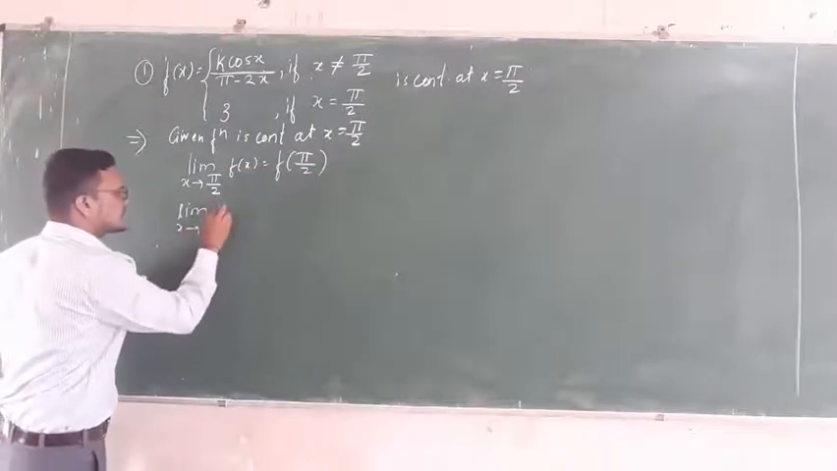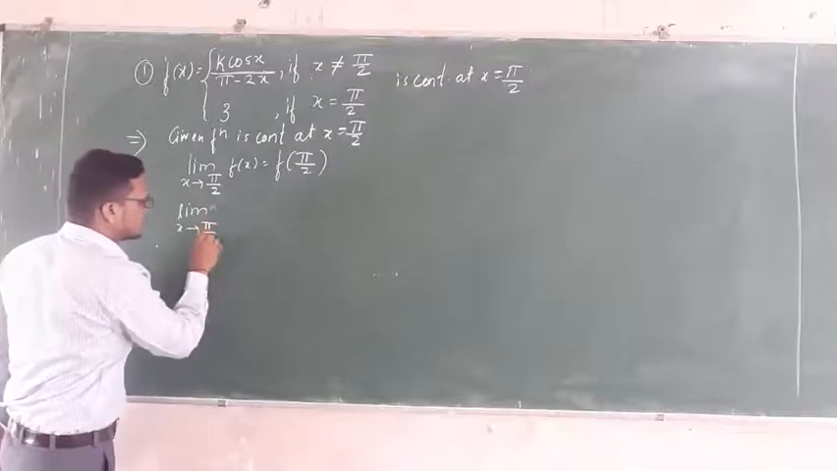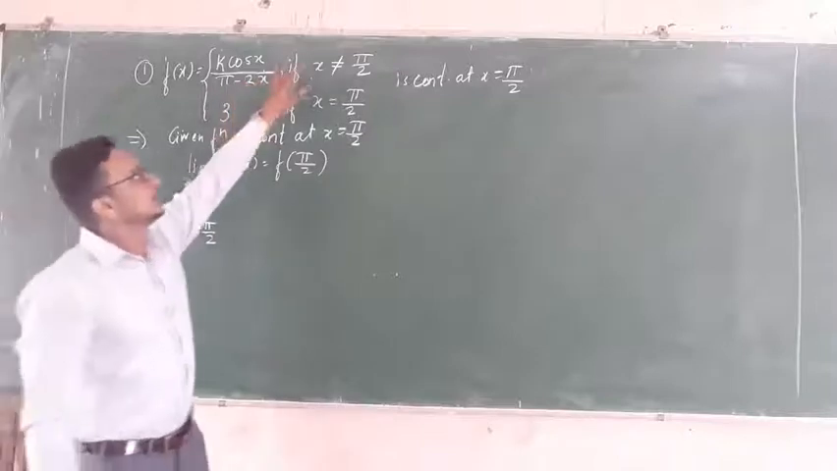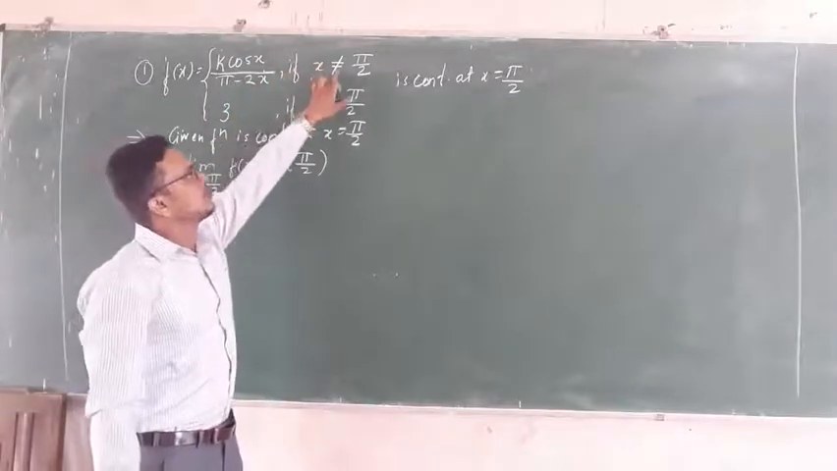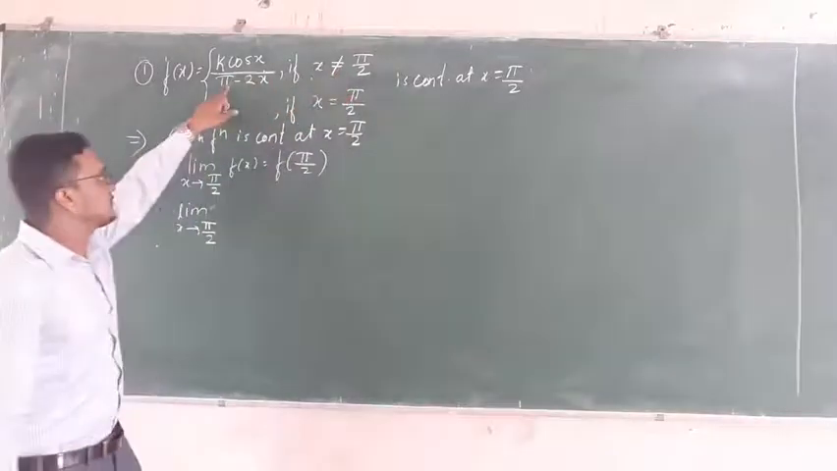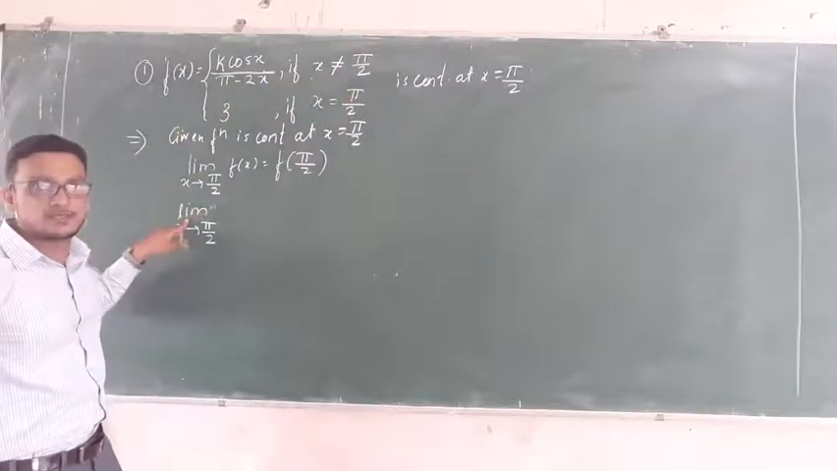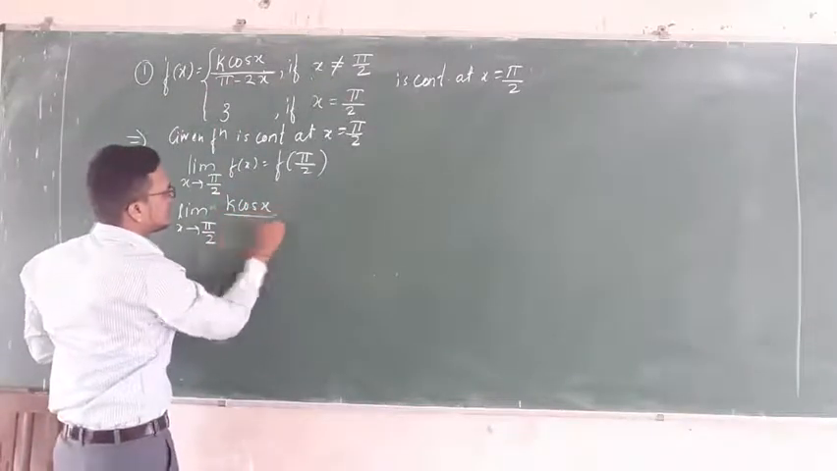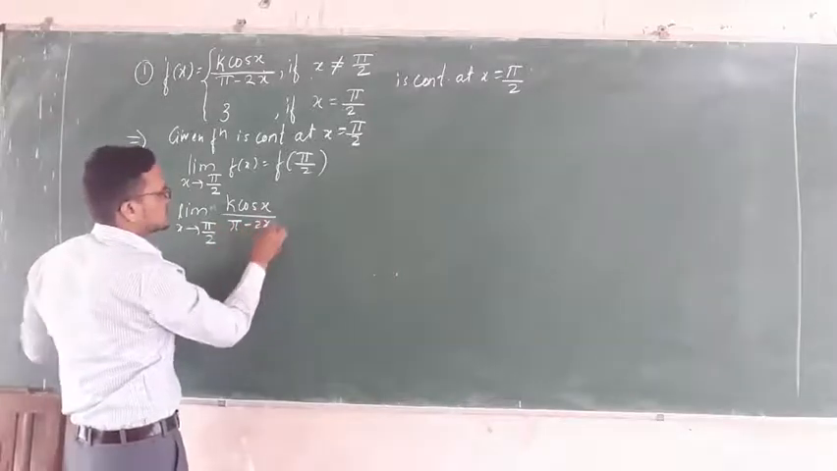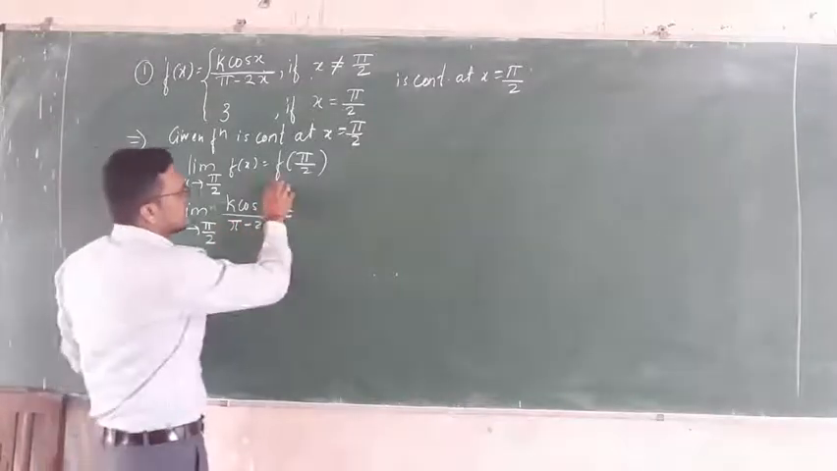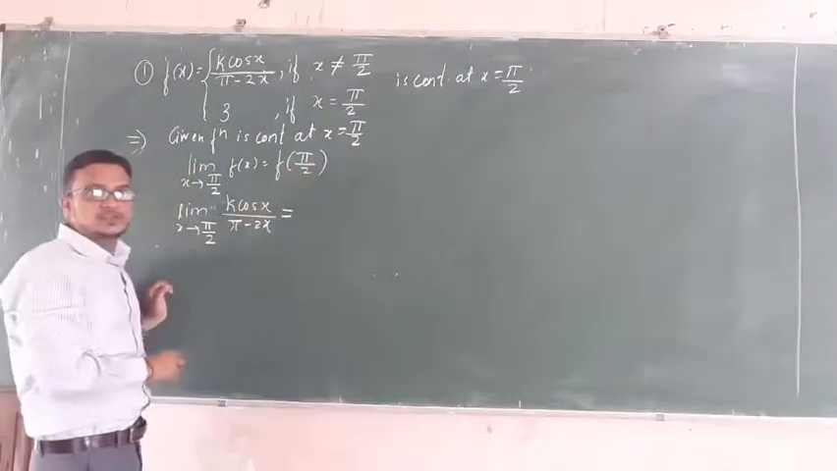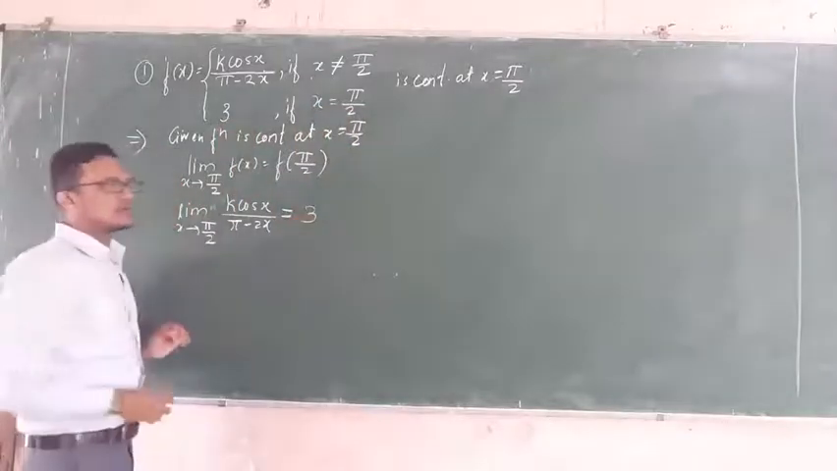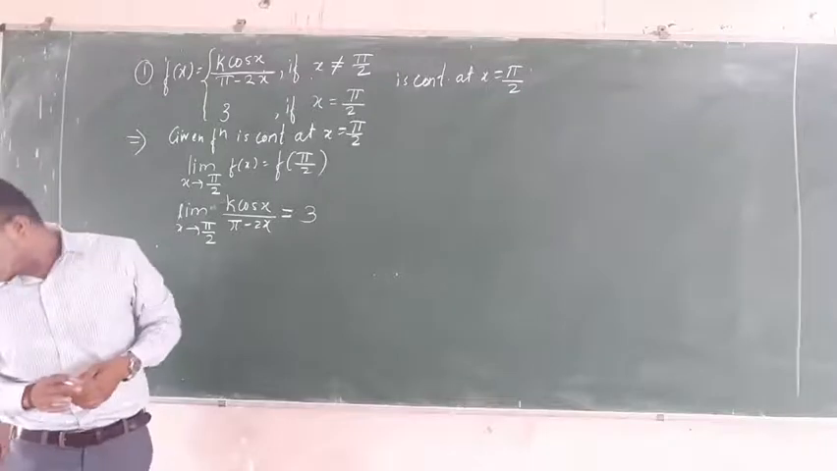Limit x tends to pi by 2 f of x. I told you when I solved this type of examples, wherever the not equal to sign is there in the function, that function we have to use for the limit on the left hand side. So what is f of x here? That is k cos x divided by pi minus 2x, which is equal to f of pi by 2. Equal to pi by 2 means what is the function? 3. So f of pi by 2 value is 3 here.